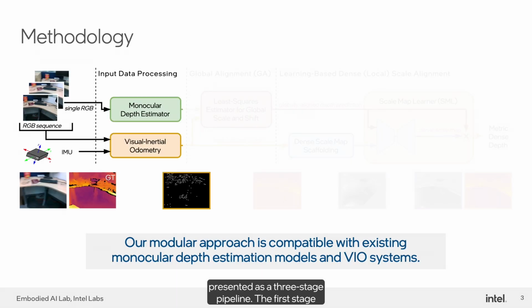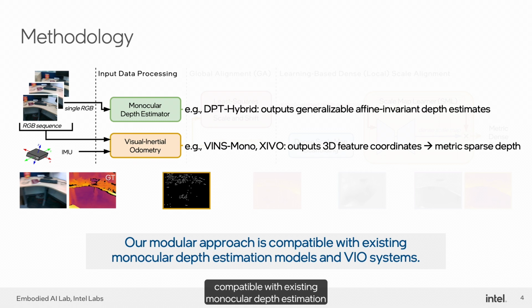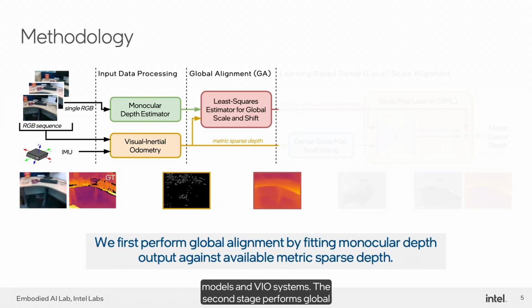Our approach is presented as a three-stage pipeline. The first stage processes input visual and inertial data. This stage is compatible with existing monocular depth estimation models and VIO systems. The second stage performs global depth alignment.